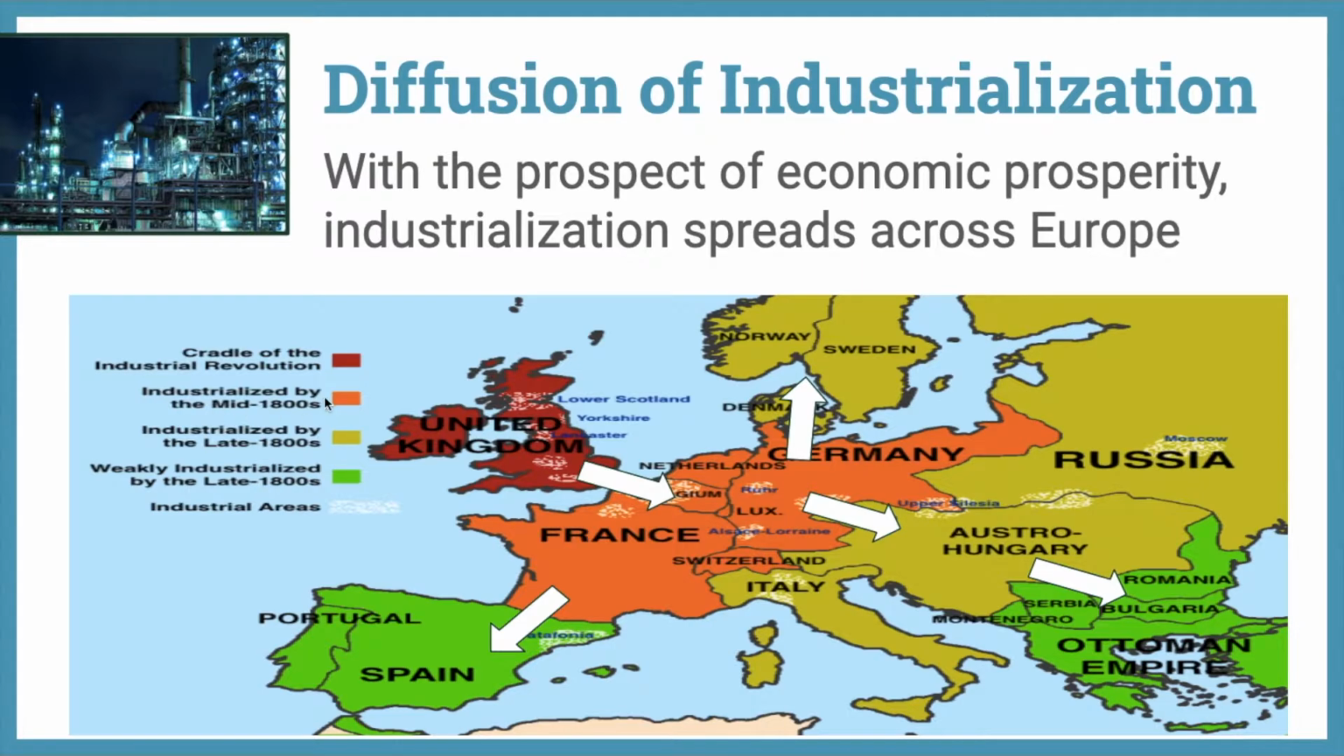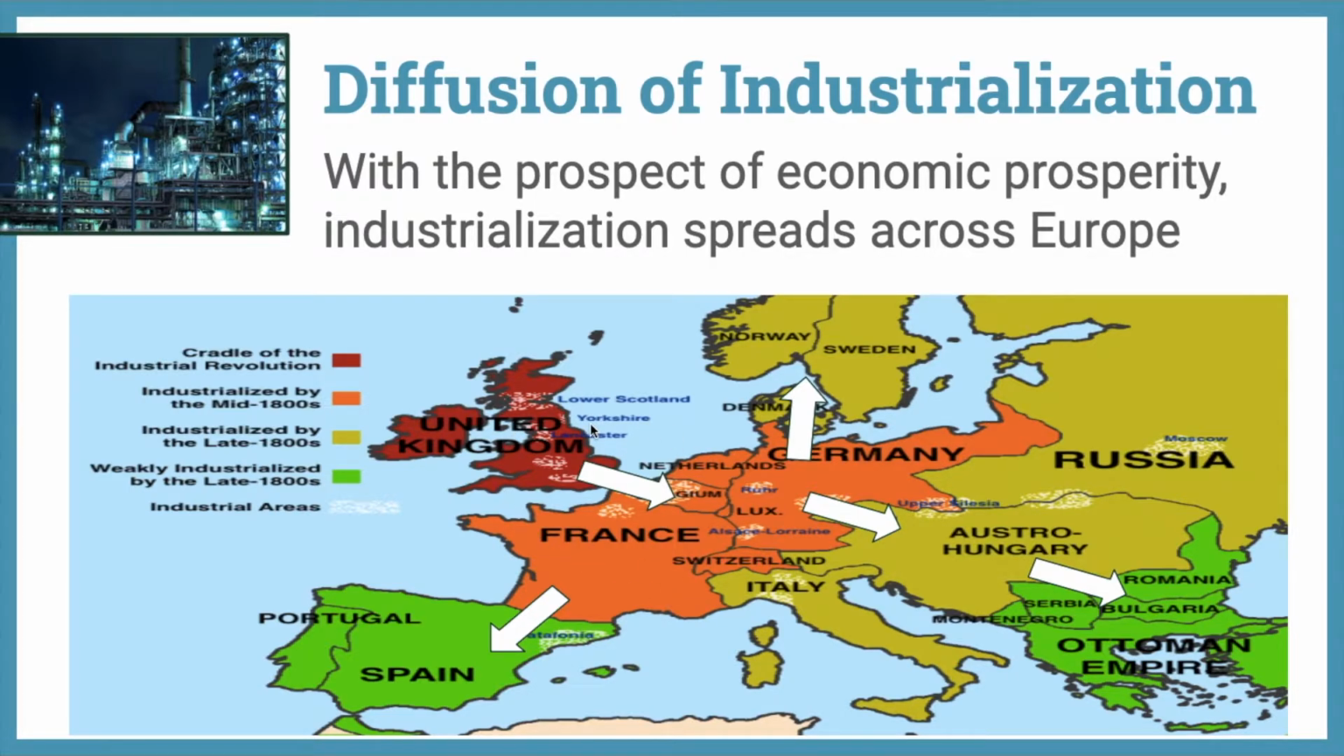And so by the mid-1800s, places like France, Belgium, the Netherlands, Germany, Luxembourg, Switzerland, they're developed as well, industrialized specifically. By the late 1800s, places like Italy, Austro-Hungary, Sweden, Denmark, Norway, they're industrializing too. And by the late 1800s, we also see some industrial development in places like Spain, Portugal, Southeast Europe as well, but not quite to the extent that we've seen some of these other countries industrializing.